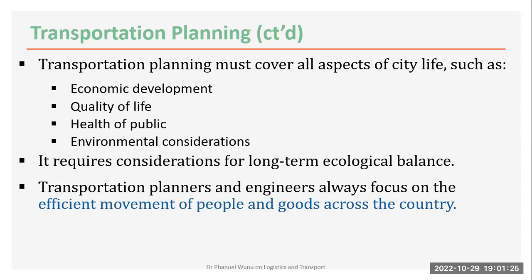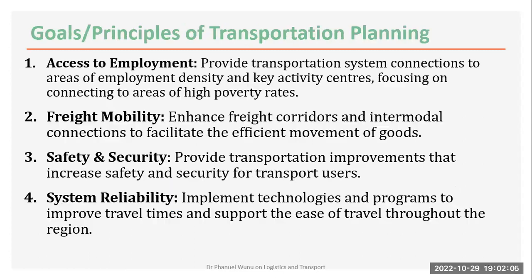Economic development: you don't just let a road network or train network pass anywhere. Train networks, road networks, and other transport networks must pass through strategic points to help movement of people and goods conveniently. And quality of life: people don't have to wait long hours in queues, in traffic and all that, and transport lines should not be too far away from residential areas. Health of the public is very important. So the transportation system must be made such that it does not impede the health of the public. Then environmental considerations for transportation must also be looked at. So it requires consideration for long-term ecological balance when we talk of transportation planning.